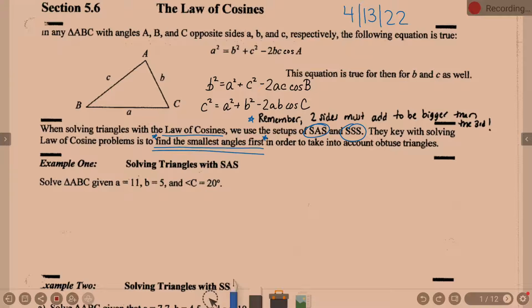First example is solving a triangle with side angle side. Given side A is 11, side B is 5, and angle C is 20 degrees. I have a lot of work in writing on these, so I think I'm going to try and draw a triangle. I'm just going to put it up here.